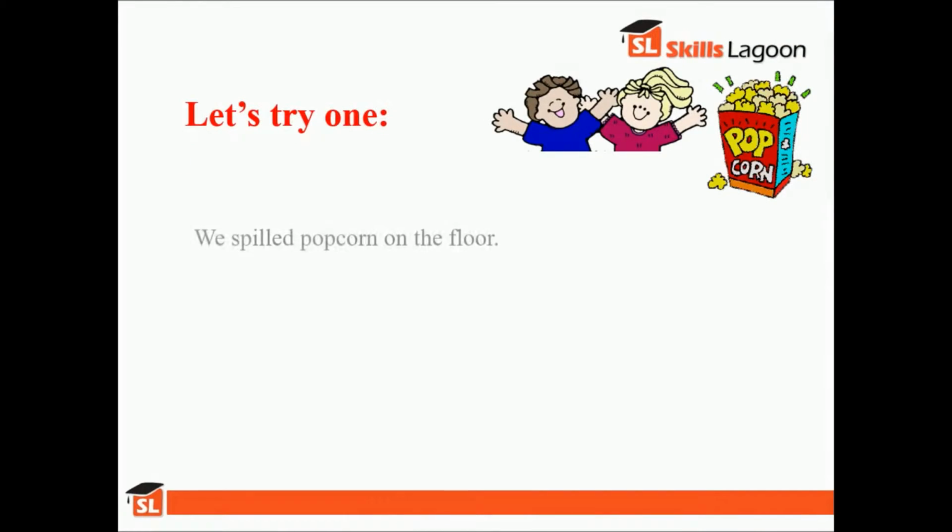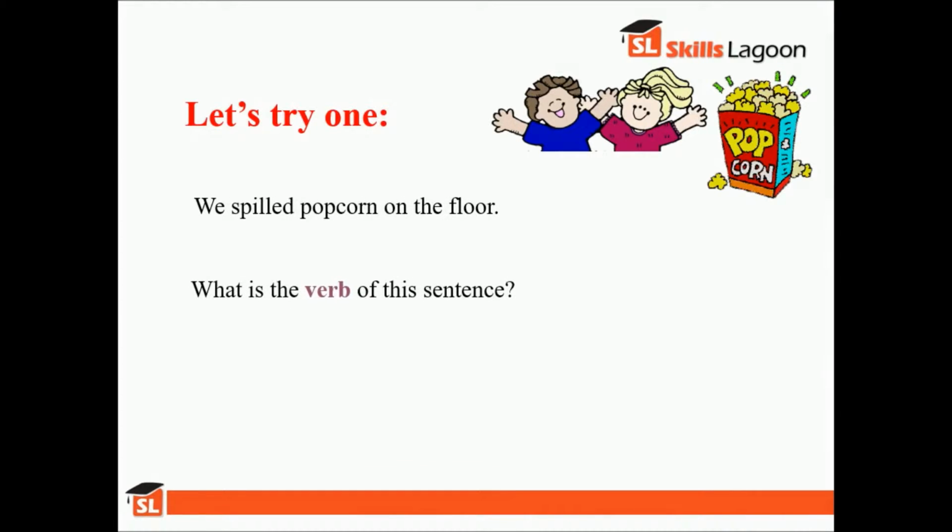For example, we spilled popcorn on the floor. What is the verb of this sentence? Spilled. If I want to locate the subject, then the question arises, who spilled and what spilled? That is, we spilled and popcorn was spilled. So my subject is we and popcorn.